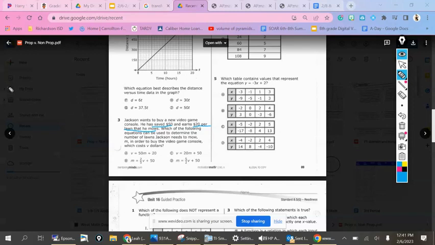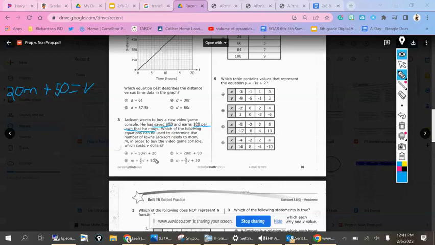So we know that he gets $20 per lawn that he mows, and we have to use M for lawn. He starts off with $50, and he has to figure out how many lawns he needs to mow in order to get his goal, which is going to represent V, the video game console.